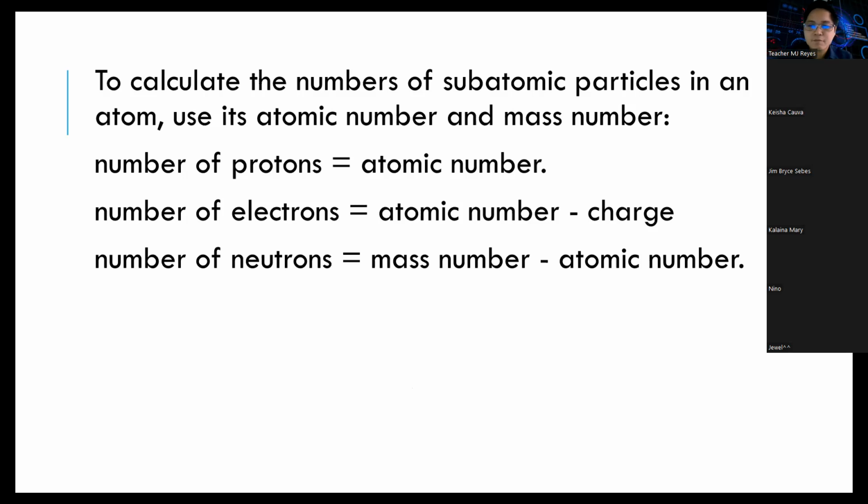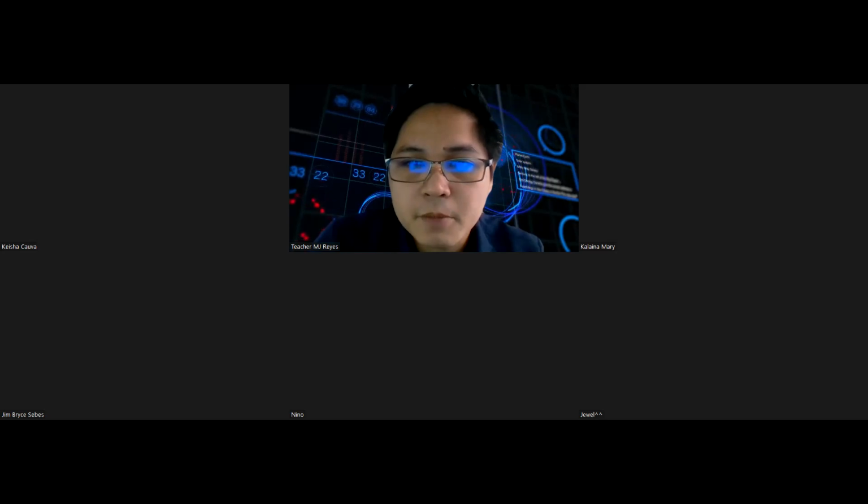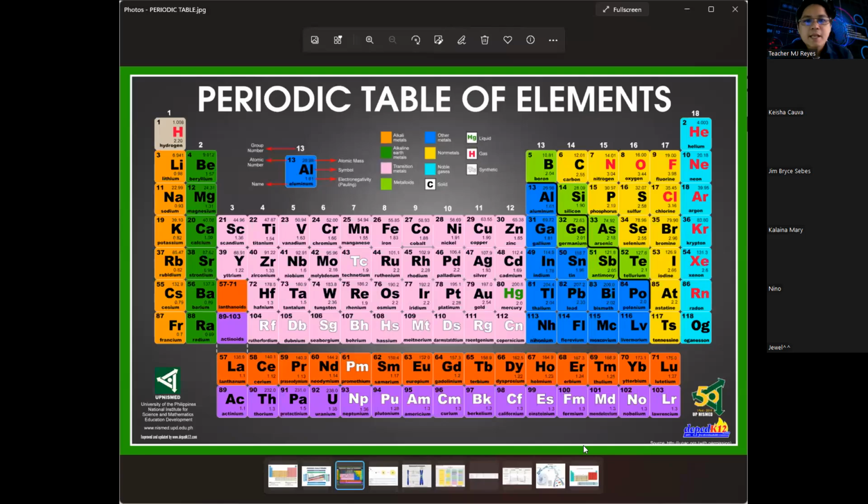So let's have this example. Let me share my periodic table of elements. Hope you have also your own periodic table. Please get your periodic table of elements. Let's have fluorine, for example. The atomic mass of fluorine is 19. Can you see it there?